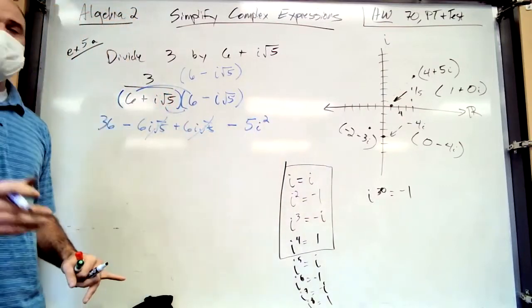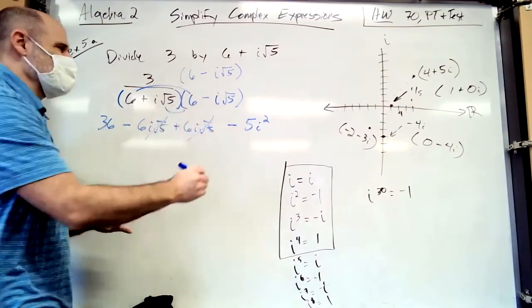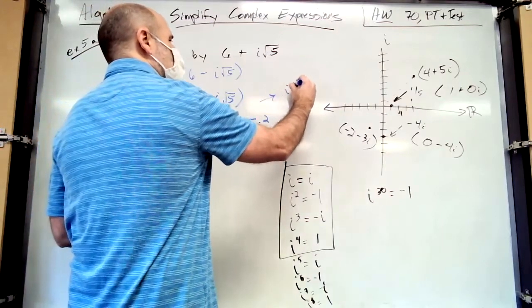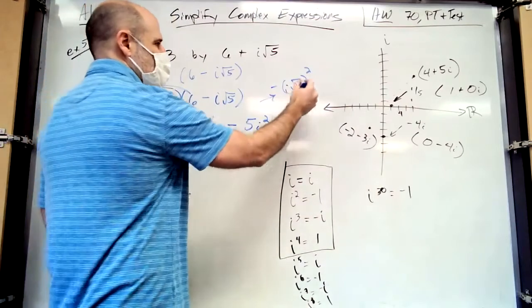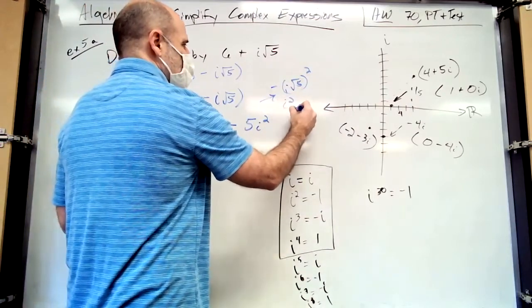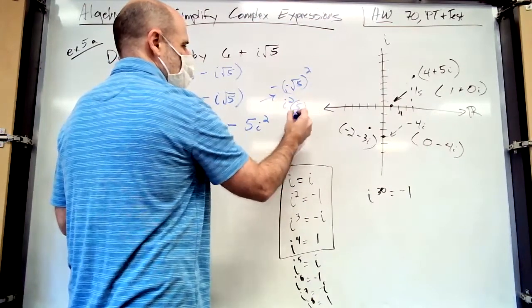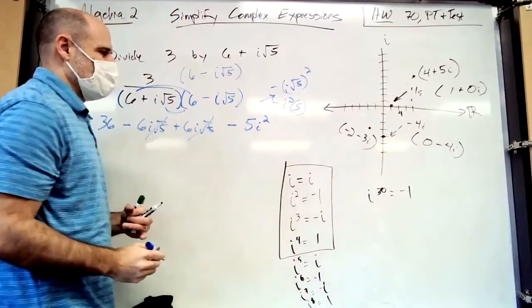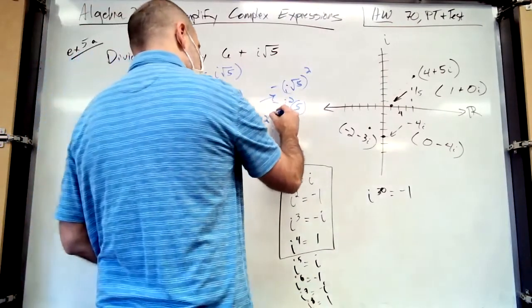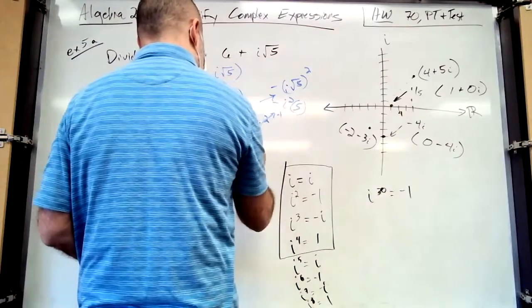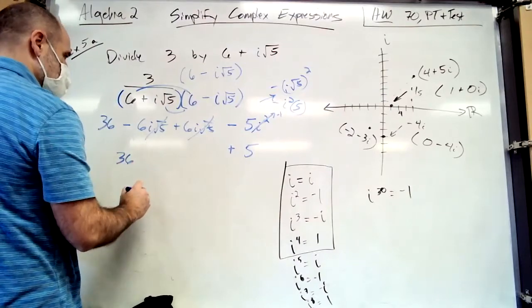So this is 5i squared, because this is just i radical 5 squared, right? Well, when you square i, you get i squared. And then when you square radical 5, you just get 5. And what's i squared again? Negative 1. So this makes this a positive 5. So then you get 36 plus 5 is 41.